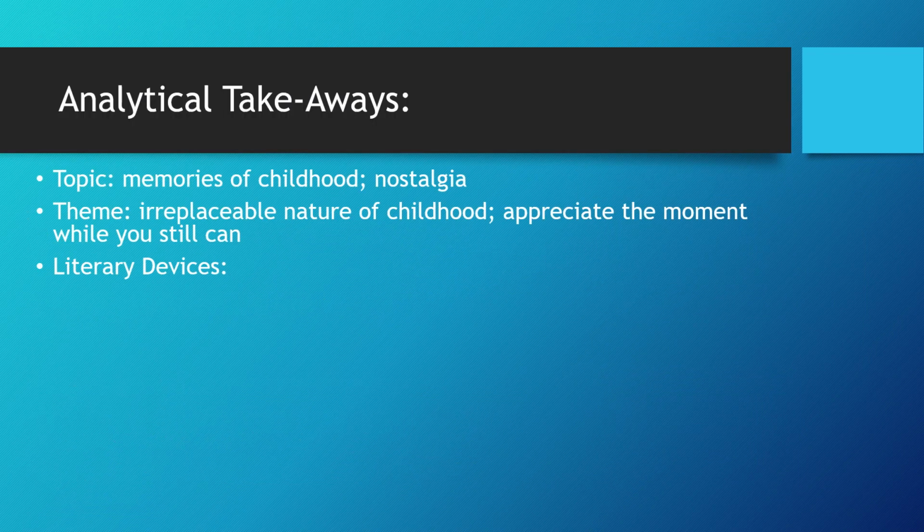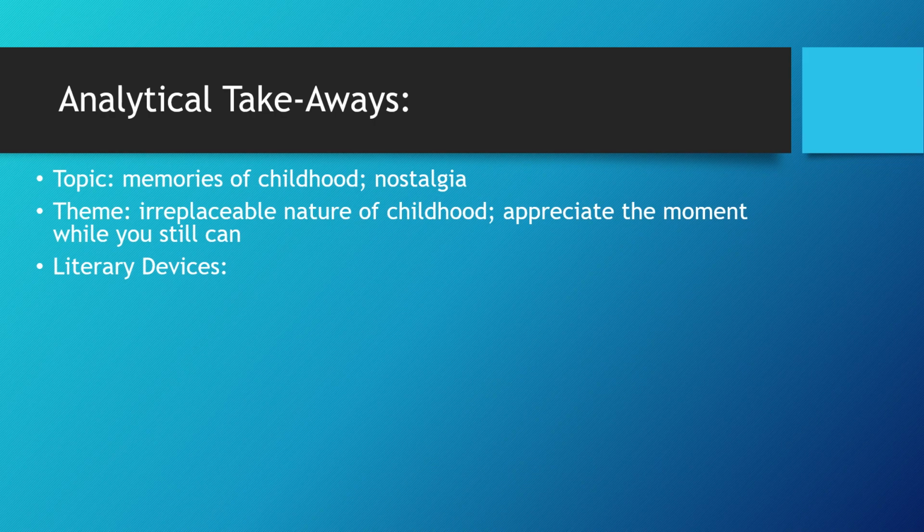So then, after I have thoroughly analyzed my poem, I'm going to turn to my analytical takeaways and make sure that I can pull out these key ideas, because if I can, then I know that I've properly annotated and analyzed my poem, and I can then move on to my second. So the first thing I pull out is this topic. So I know very clearly he is talking about memories of his childhood, and that he has a sense of nostalgia, so wanting to have those days back.